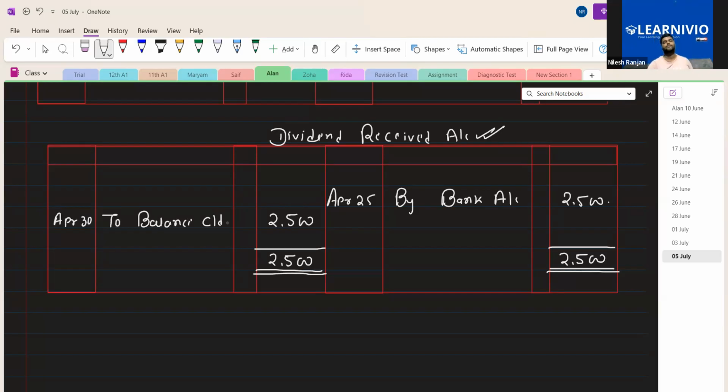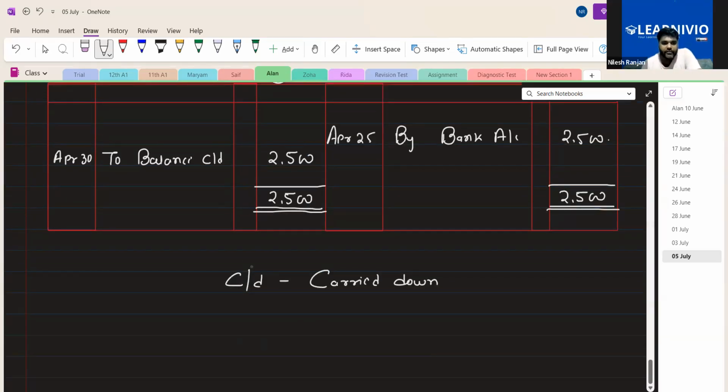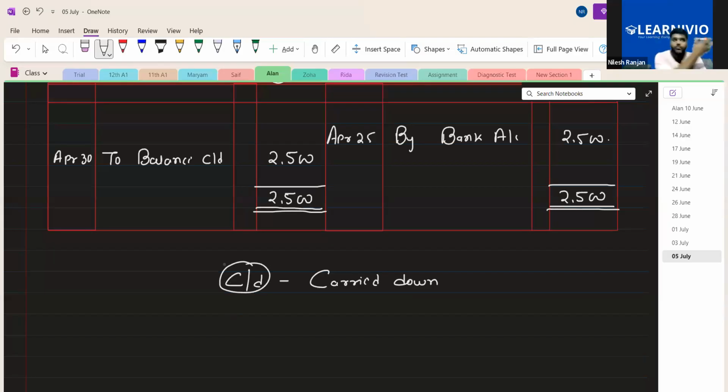Is this clear? There's a balance carried down. Yes, balance carried down. CD means carried down, BD means brought down. So how do we know if it is carried down or brought down? The balance that you calculate at the end will be CD. The balance you write by taking the previous balance is brought down.